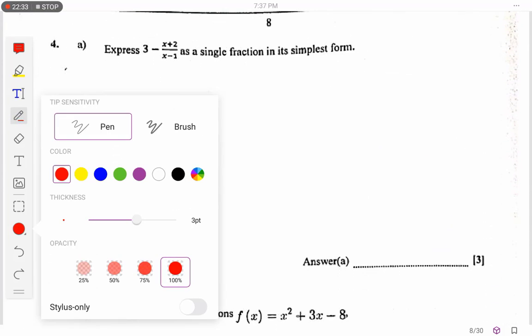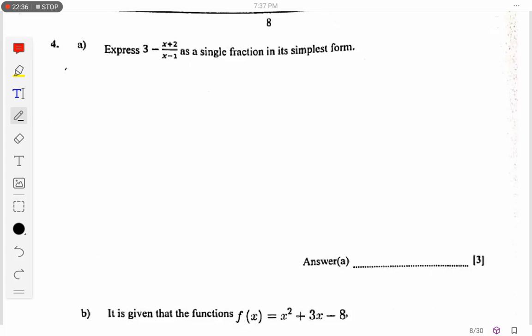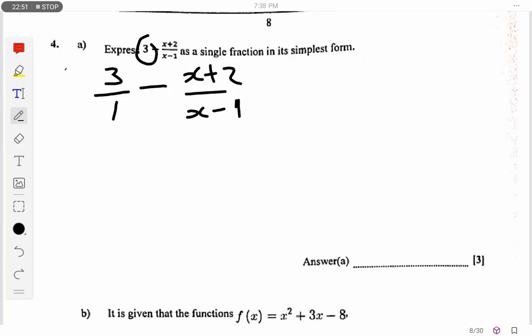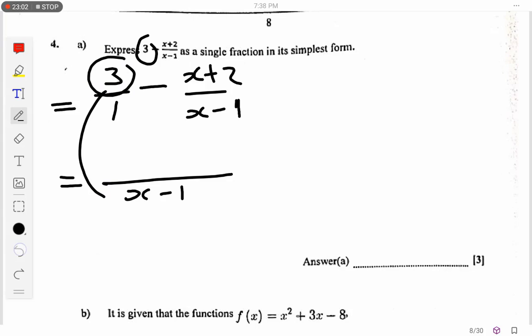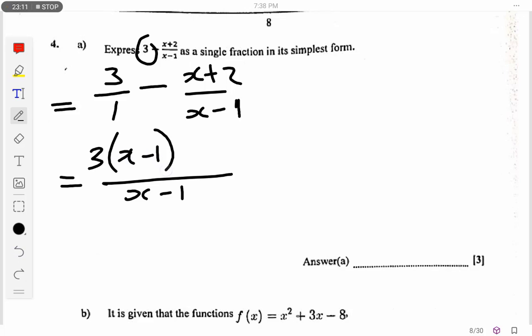Okay, this question is saying, express this fraction in its simplest form as a single fraction. So you find out this 3 there, we can write it as 3 over 1. Then we say minus x plus 2 over x minus 1. Now we have to have a common denominator. Our common denominator is going to be x minus 1. Then we now say 3 into this one. Then we get the remainder there. So 3 is going to multiply this whole thing, x minus 1. Then minus 1 multiplying x plus 2 there.